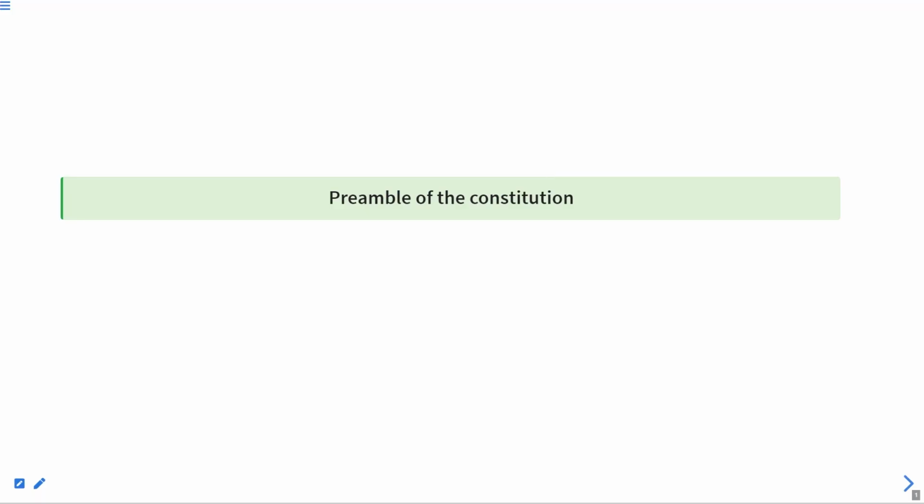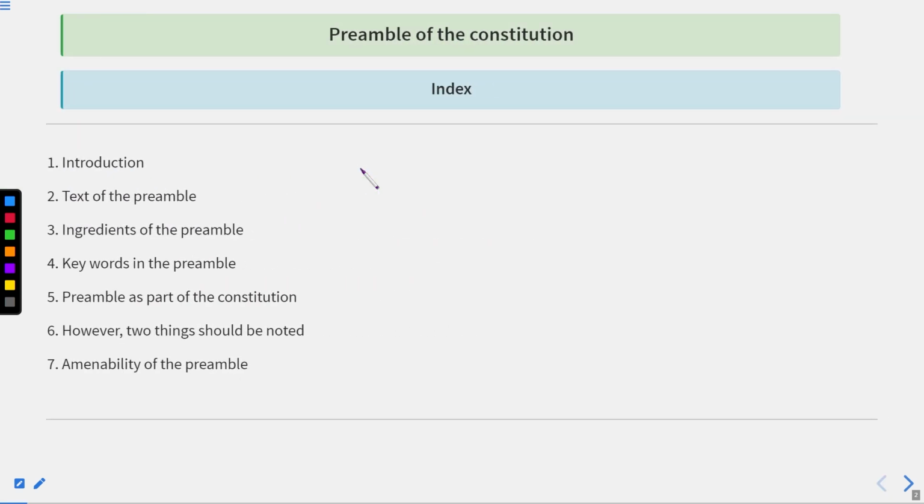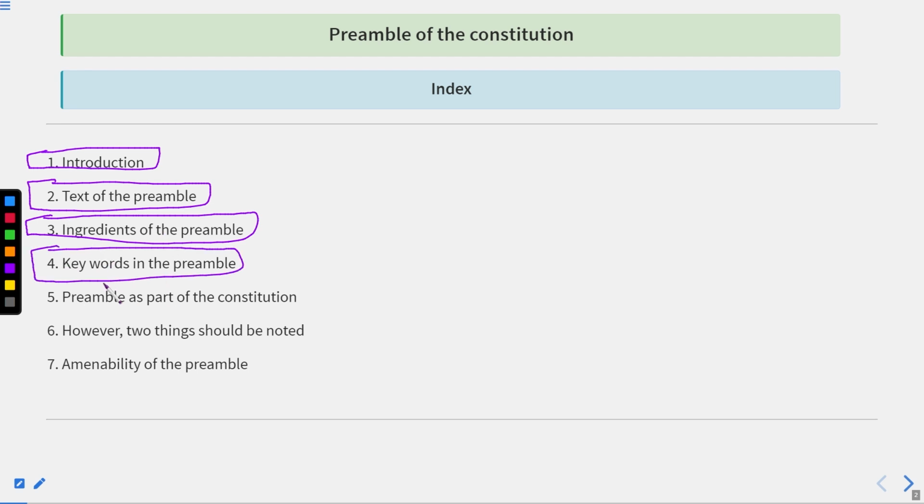So students, in this lecture, we are going to start with the preamble of the Constitution. These are the topics which we have scheduled for the discussion: the introduction part, the text of the preamble, the ingredients of the preamble, keywords in the preamble, and the preamble as part of the Constitution.